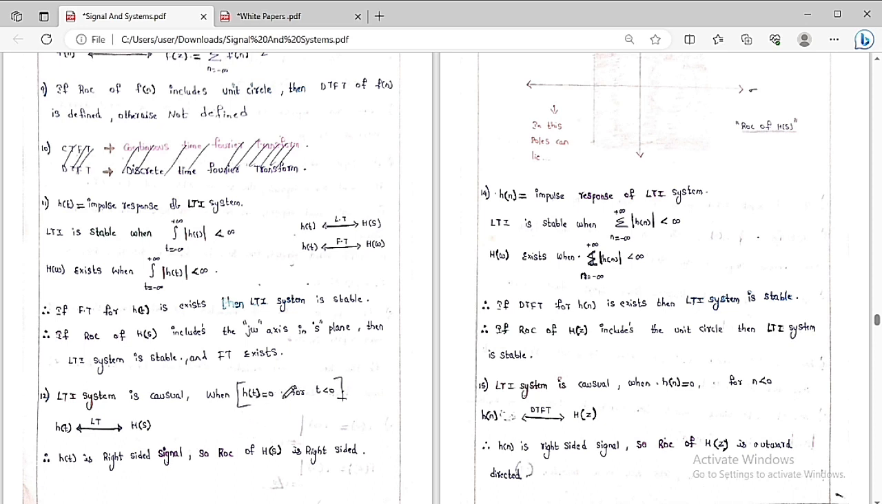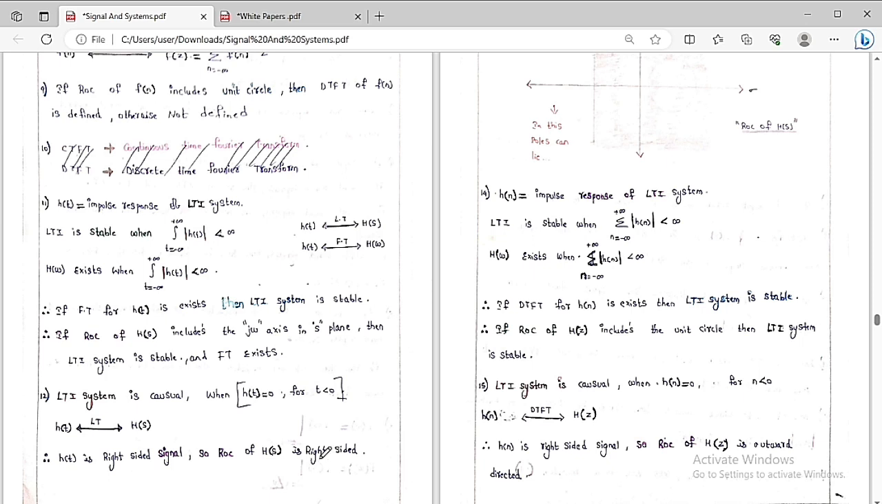Similarly, in the discrete time domain, an LTI system is said to be causal when h of n is equal to 0 for n less than 0. For h of n, the z transform is H of z. Then h of n is a right-sided signal, so the ROC of H of z is also right-sided. In the same fashion we go for the discrete time domain. These things you always have to keep in mind. Right-sided means it is outward of the circle.